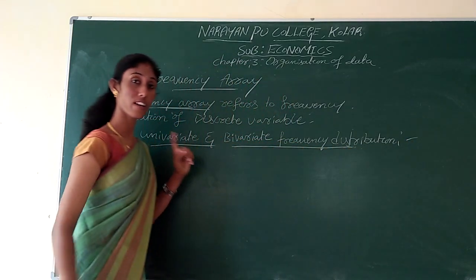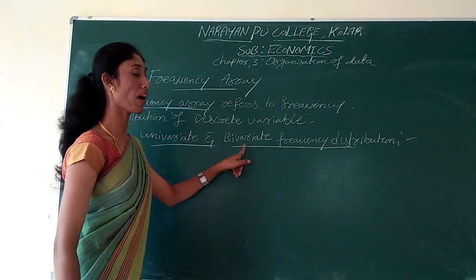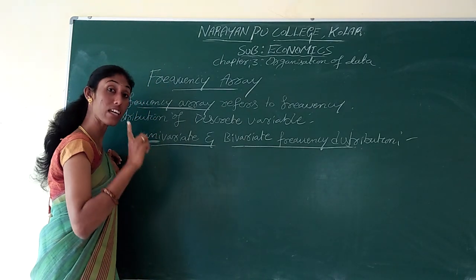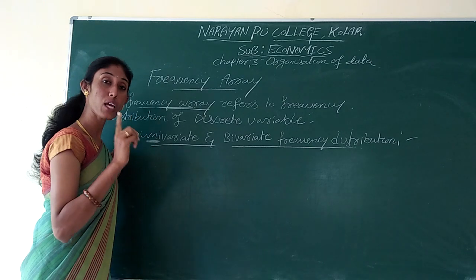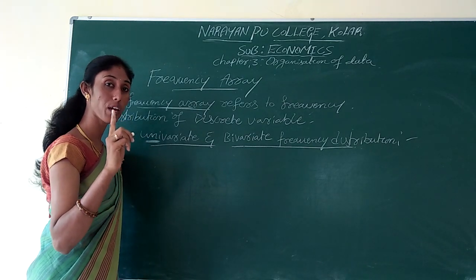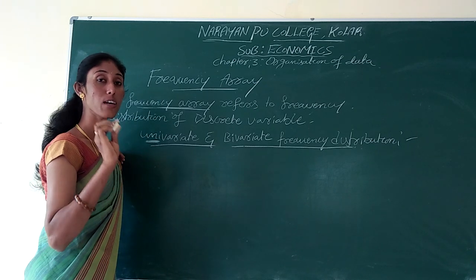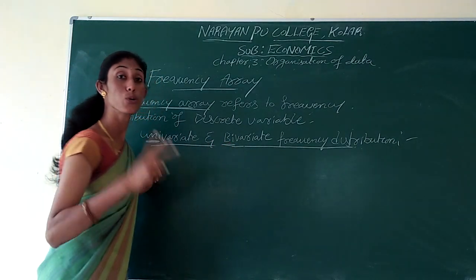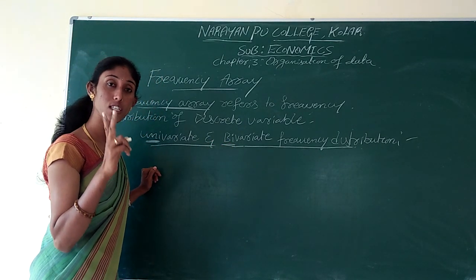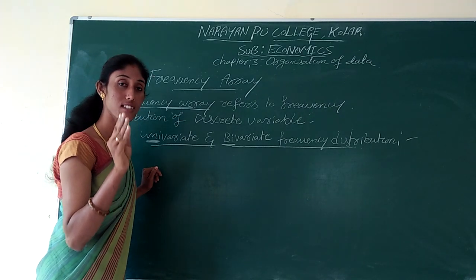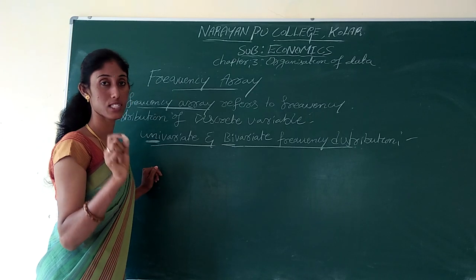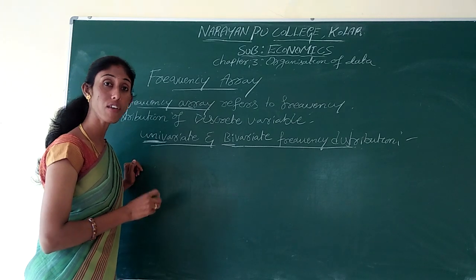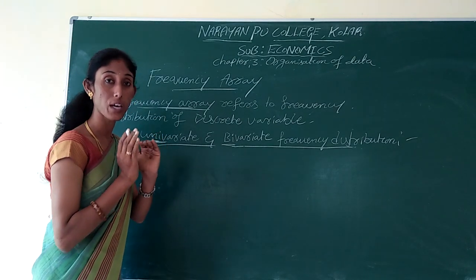Most important topic, it is univariate and bivariate distribution. The word itself is indicating univariate. It means the frequency distribution of a single variable is nothing but univariate frequency distribution. Here bi refers to two. Bi means two. The frequency distribution of any two variables is nothing but bivariate frequency distribution. Did you get it? Univariate means the frequency distribution of any one particular single variable.